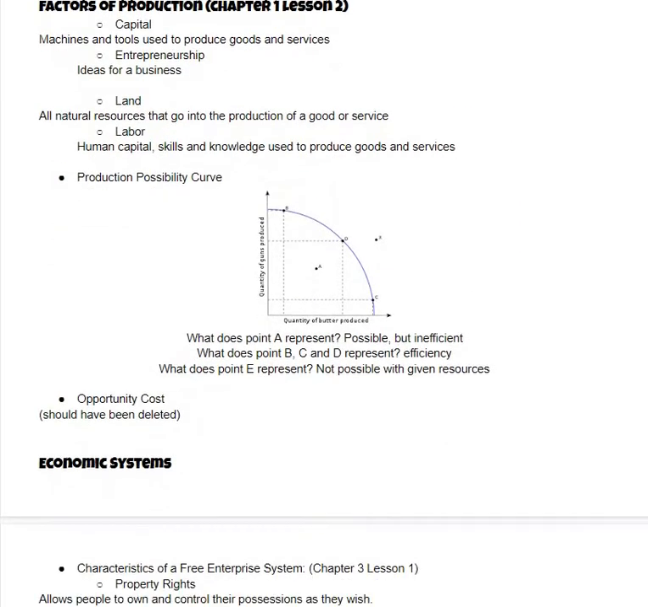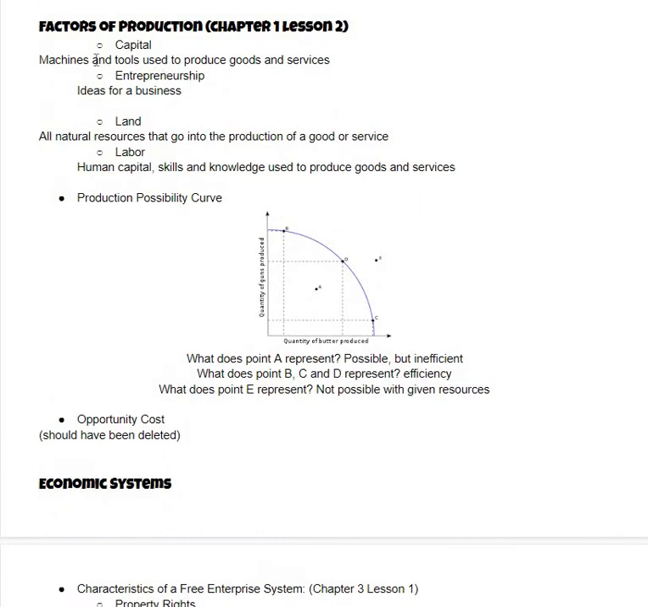All right, so moving on down to factors of production. Capital is the machines and tools used to produce goods and services. Entrepreneurship, that is ideas for a business, okay? All businesses start off as an idea, and then someone or a group of people created that business. All right. Land is any natural resource that goes into the production of a good or a service. Labor is the human capital, skills, and knowledge used to produce goods and services. So all these things are what everything is made out of.